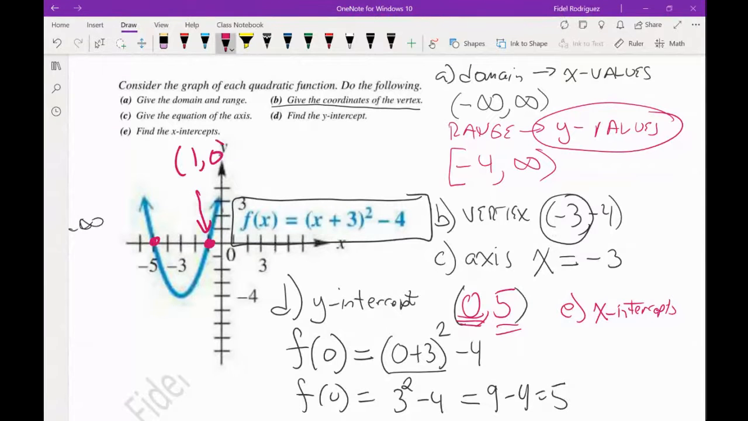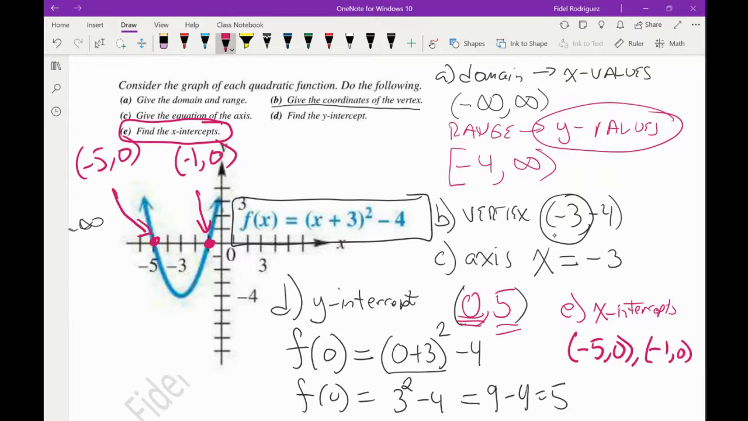We'd say the coordinates of that point would be 1, 0. And then what about the coordinates of this point? That one would be -5, 0. So my two x-intercepts would be -5, 0, and -1, 0. And all I really have to do is just look at my picture. And again, when you're doing your homework problems, they should all be very much like this, where you can just look at the picture to find those x-intercepts, okay?